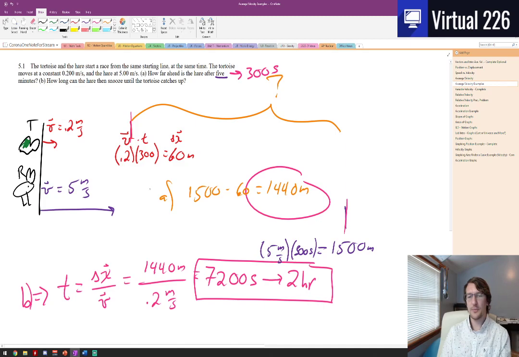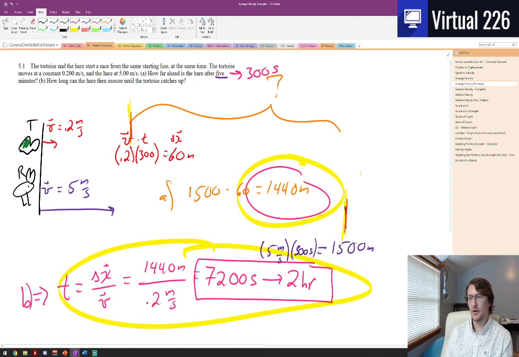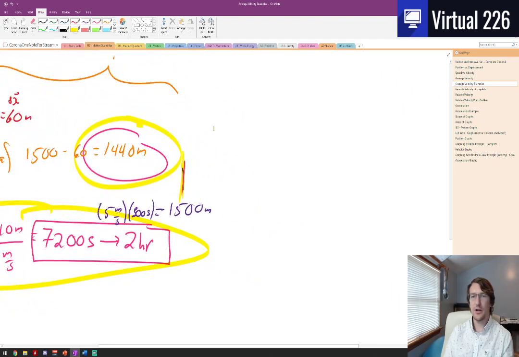So that's part A. That's part B. We're using velocity and time average velocity equations. V times t equals delta x, rearranging it a little bit. And the tricky part of this problem was recognizing that we wanted the difference between how far they traveled to get that 1440 in part A so that we could use it in part B here. But with that, this problem is finished. Take it easy.